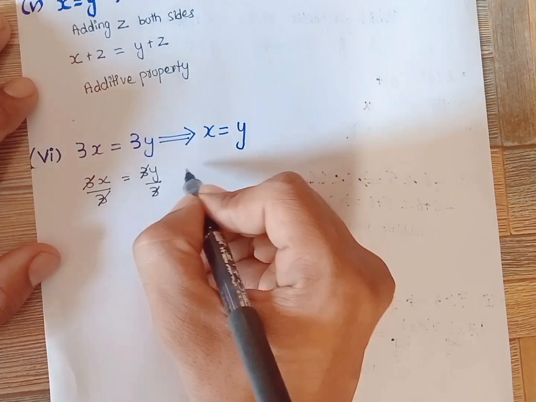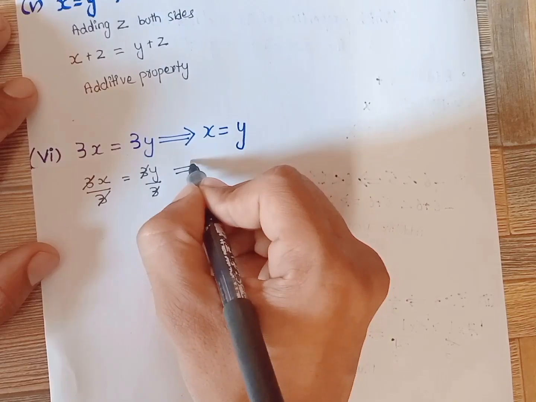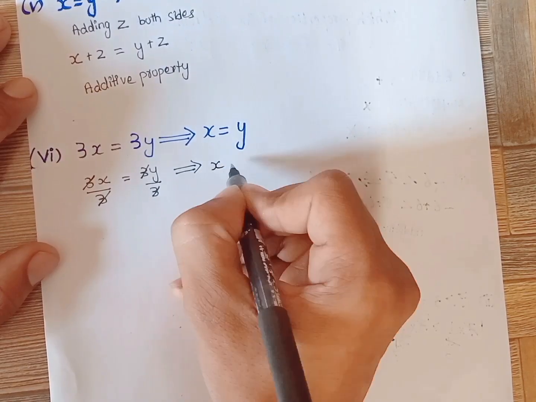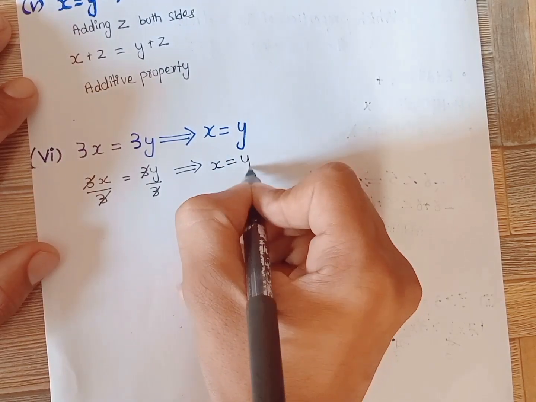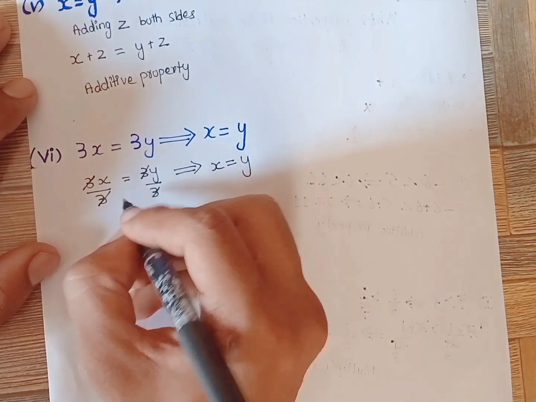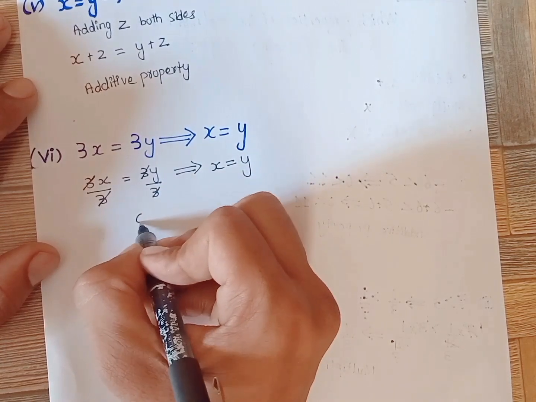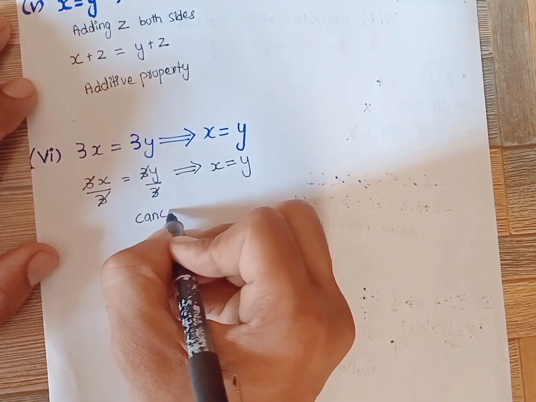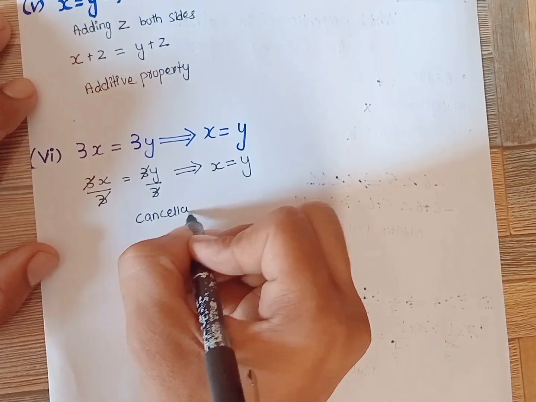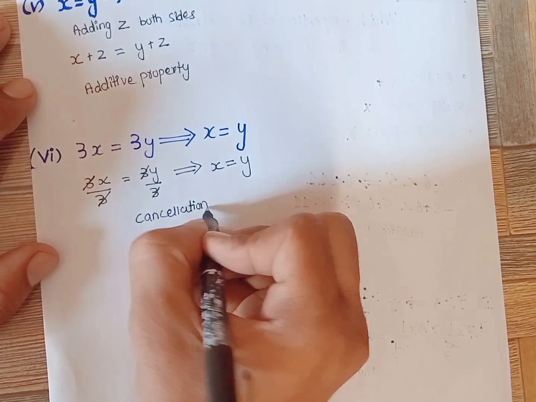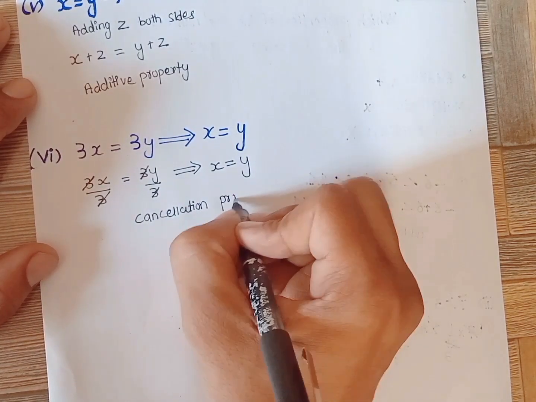So what remains? x is equal to y. We have cancelled the value, so it is the cancellation property.